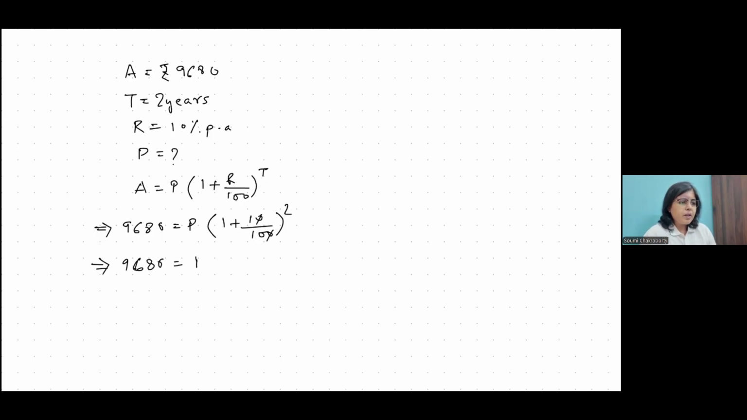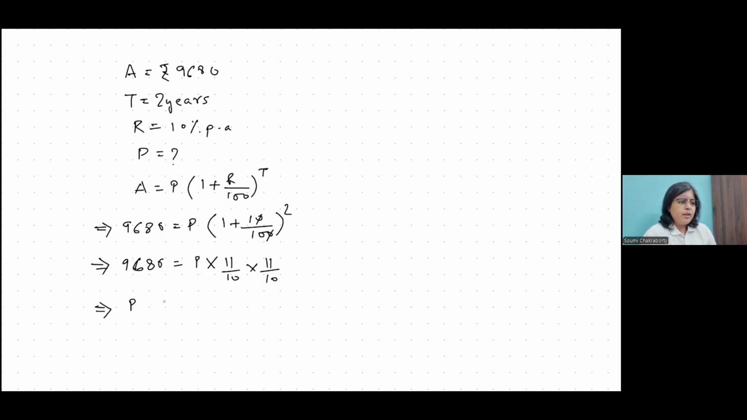So this becomes P into 1 by 10. So this becomes 11 by 10 into 11 by 10, because the power factor is 2. Now, what we can do is keep P on one side. Ideally it was on the right hand side, but I'm keeping it on the left hand side.